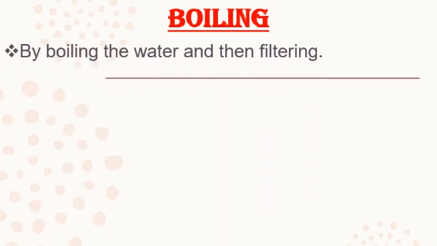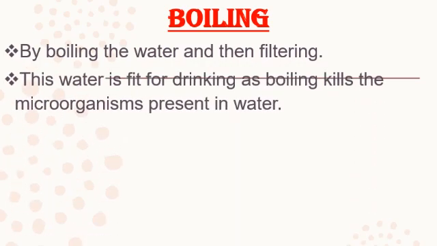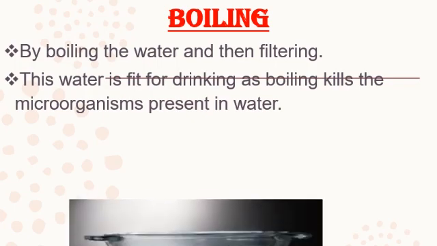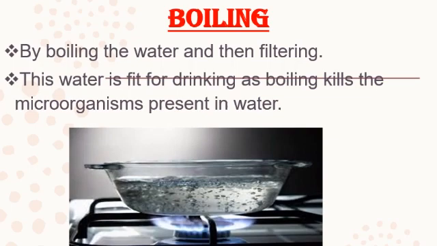Boiling is also one method which is a very good method, and during the rainy season we should boil the water and drink. By boiling the water and then filtering, this water is fit for drinking as boiling kills the microorganisms present in it. So boiling water for 10 to 15 minutes is more than enough. After that, we let it cool down and then just filter it, because the harmful substances, the germs will be killed and will settle at the bottom. So if you filter it, you will get pure water for drinking.